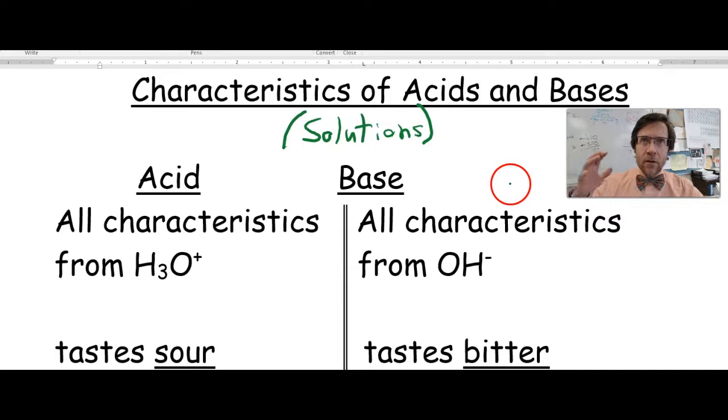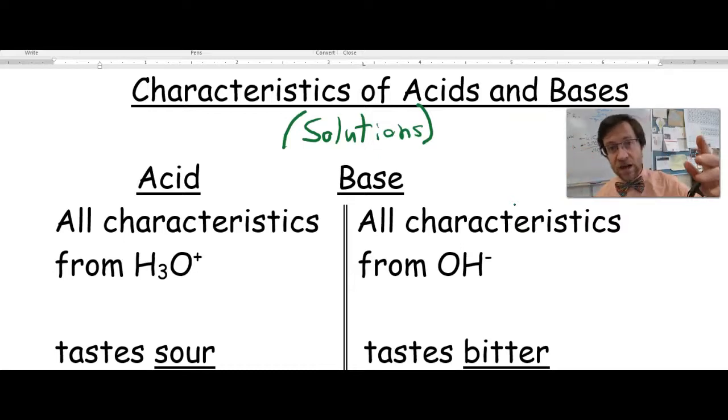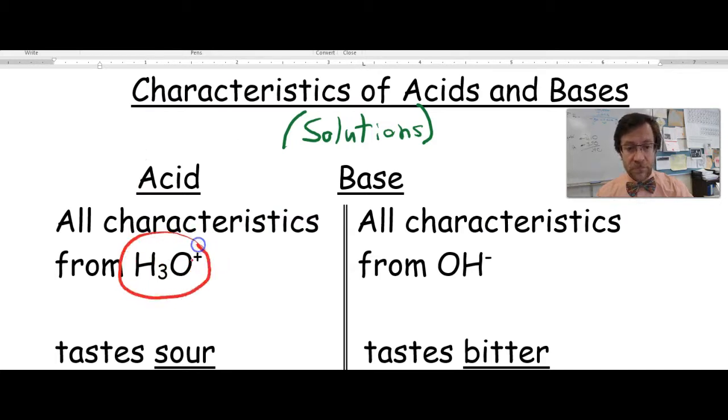So we looked at what is an acidic solution and what is a basic solution. An acidic solution has more hydrogens. A base has more hydroxides. And so what is the result? Well, in an acid, all of the characteristics come from H3O, the hydronium ion. And for bases, they all come from hydroxide. Always. All right, so that's just how it works.